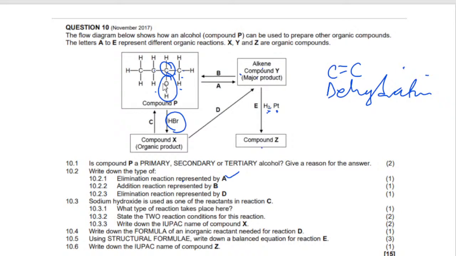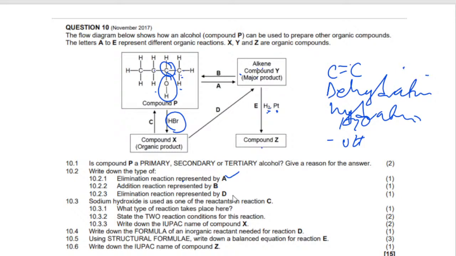So it means that I'm going from a double bond to an alcohol, meaning that I'm adding water there, OH. So it means that I'm hydrating. So the answer here is going to be hydration.